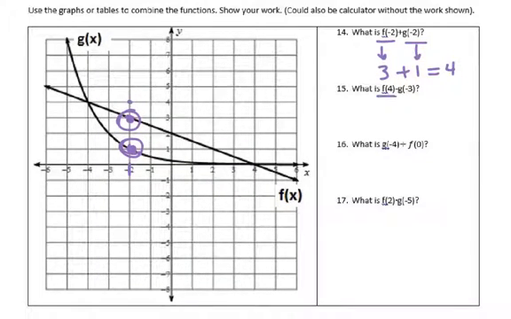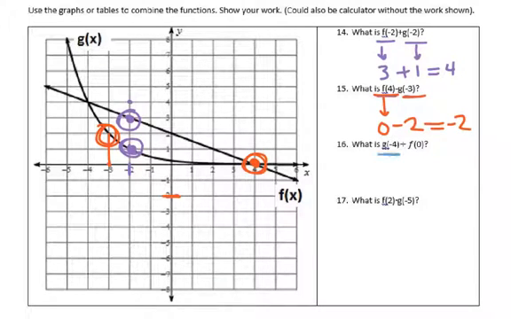Now, 15. F of 4 and g of negative 3. Okay, so f of 4 is right here. So that's 0. G of negative 3, right here, that's 2. And we're subtracting. So now I'm saying this y value minus this y value is going to give us this y value. It's negative 2.